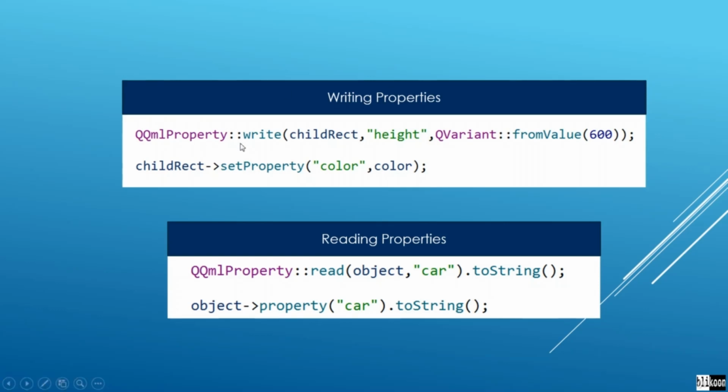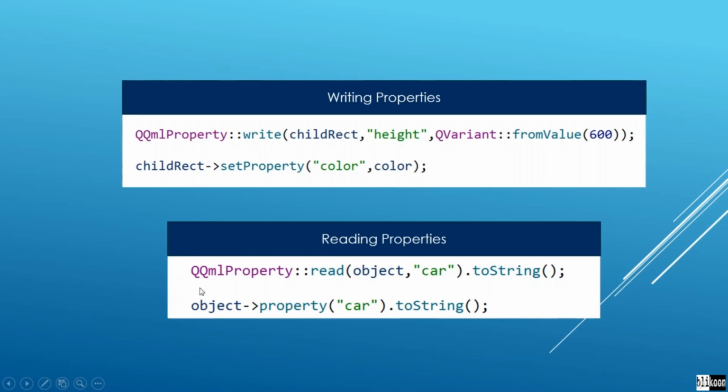There are two ways to write properties. You can use QQmlProperty::write. You pass in the object that you got with find child or find children. You specify the property that you want to write in the second parameter here, and then you pass in the value. Or you can call the setProperty method on the object and specify the property as the key and the value as the value.